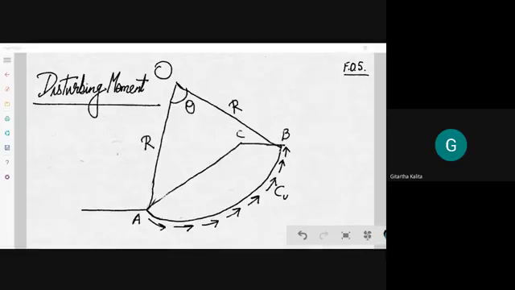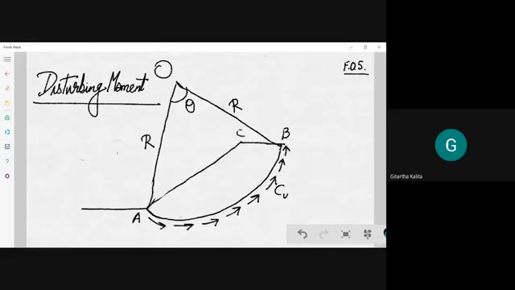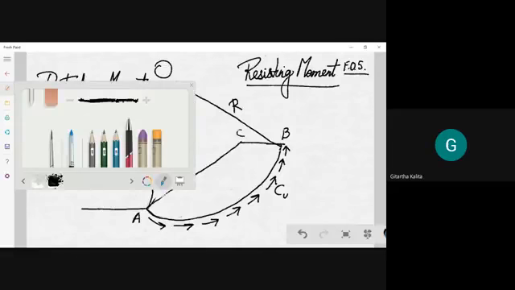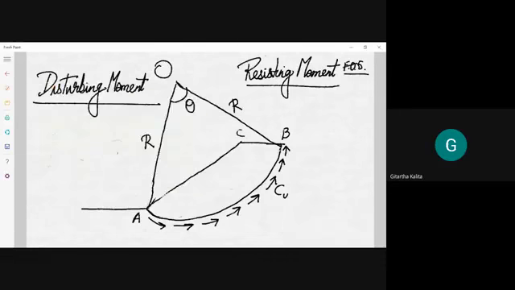I hope I am clear. It's like the applied force; here the force is the moment. That moment is giving the disturbance, and that's why the soil is failing, so we call it the disturbing moment. And if the soil wants to give a resistance, then the soil will have to give a resisting moment in order to resist the disturbance. I hope I am clear till now that the disturbing force is the disturbing moment and the resisting force is ultimately the resisting moment.